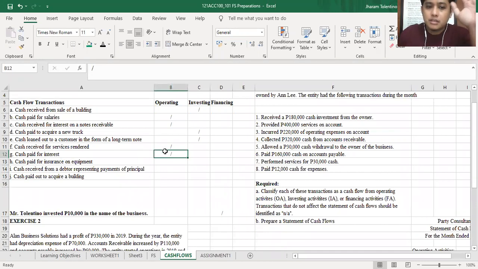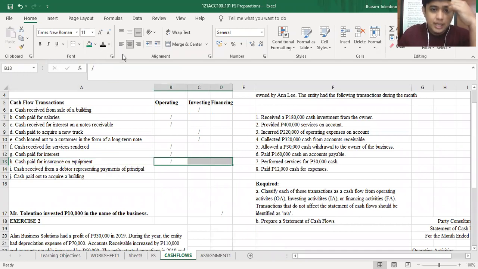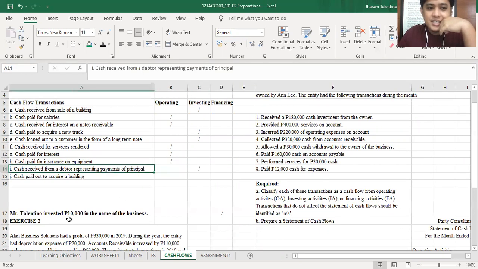Maliwanag po. Okay? Next. Cash paid for insurance. Sinabi na, insurance, kailangan yan sa operating activities. Cash received from debtor representing payments of principal. Debtor. Cash receipts from a debtor. Nagpautang ka.